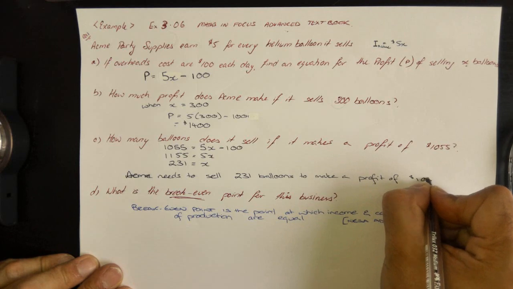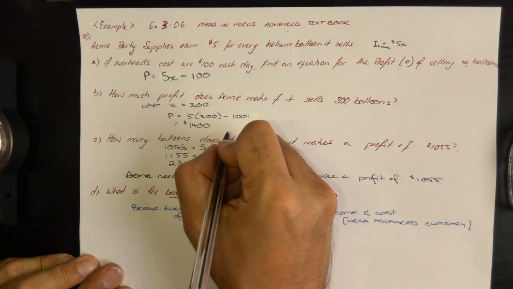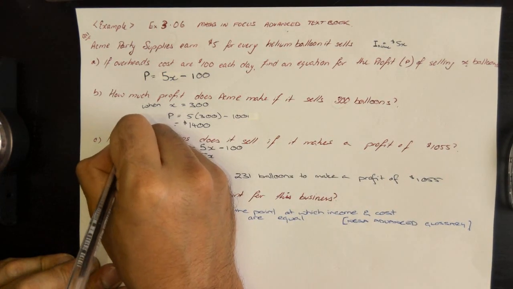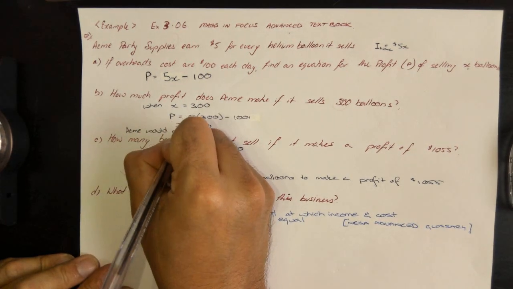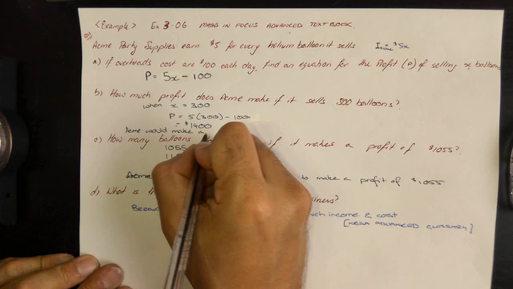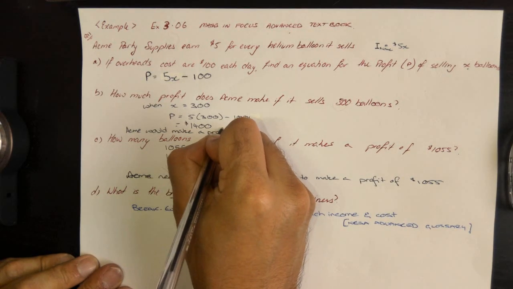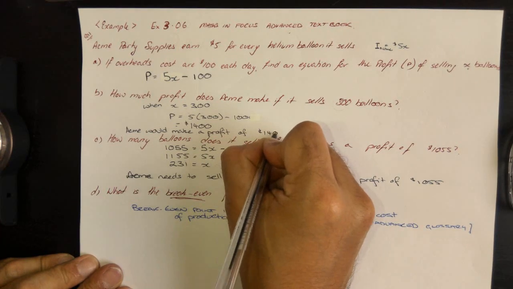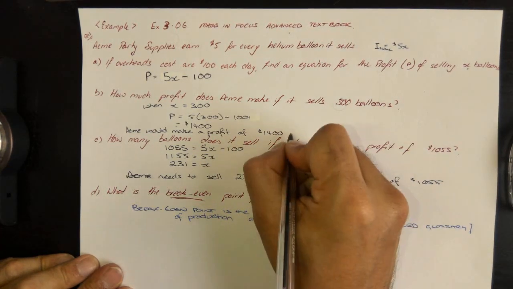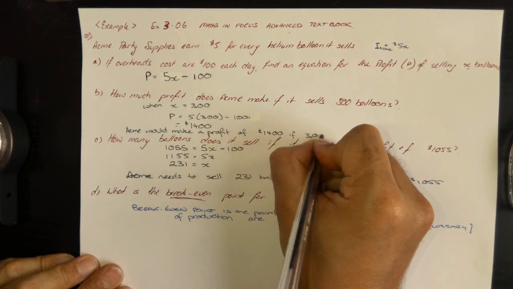to make a profit of $1,055. I really should say here, Acme would make a profit of $1,400 if 300 balloons were sold.